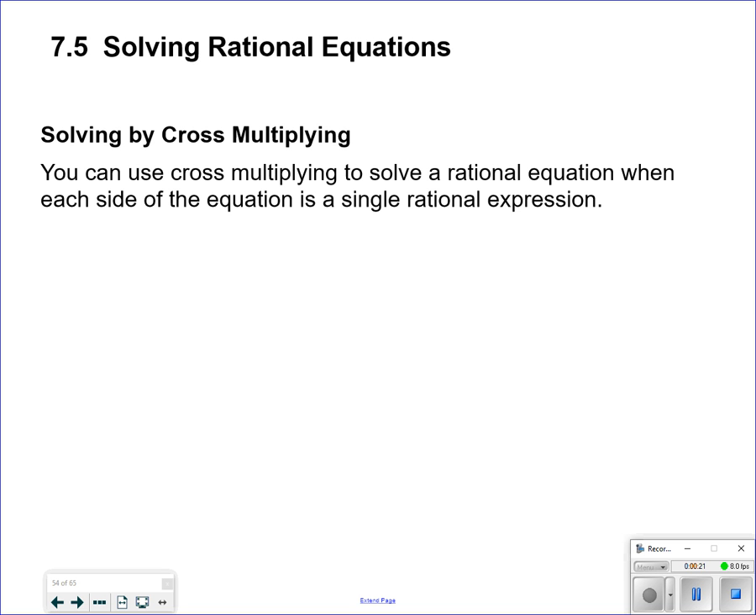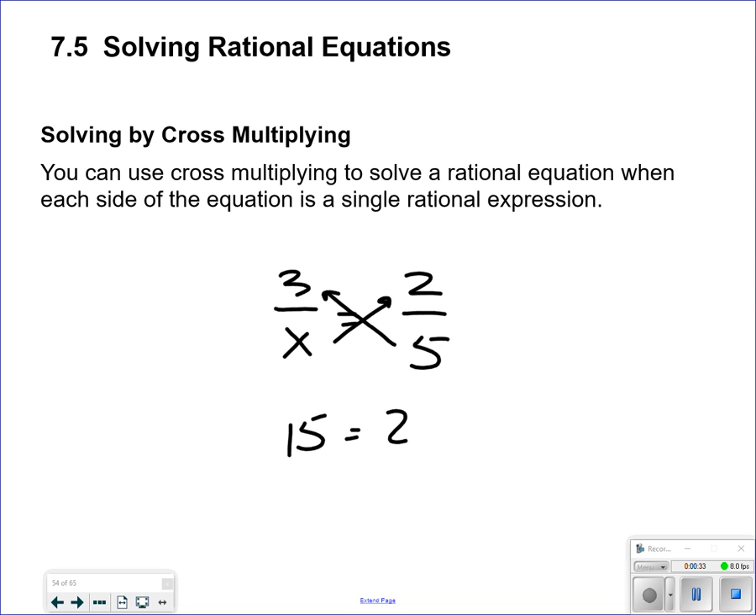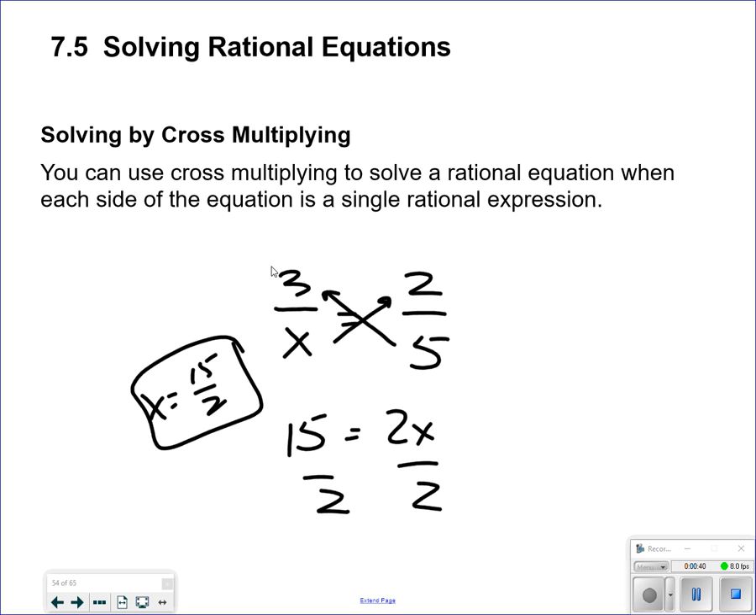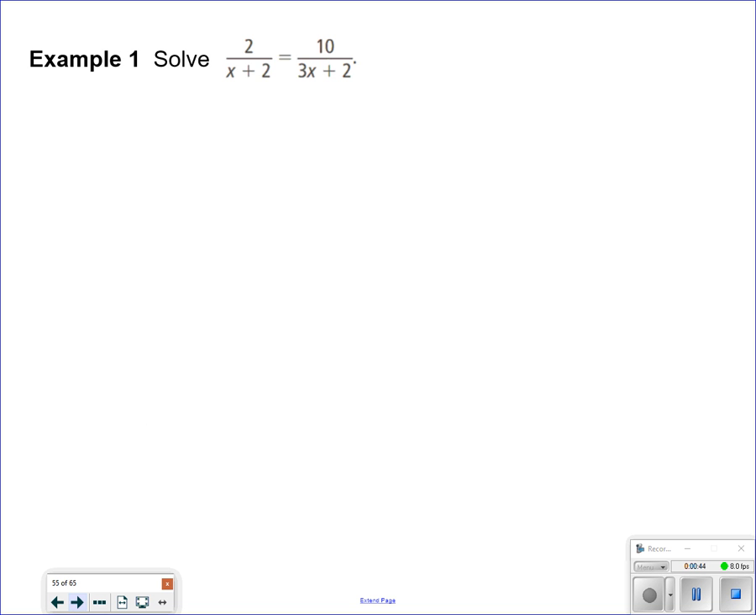This only applies if you have a fraction equaling a fraction. So if you have a fraction equaling another fraction, you can cross multiply to solve. Again, this only applies if you have a fraction equaling a fraction. If you don't have that, then we're going to have to talk about what else to do. So here's the first one.